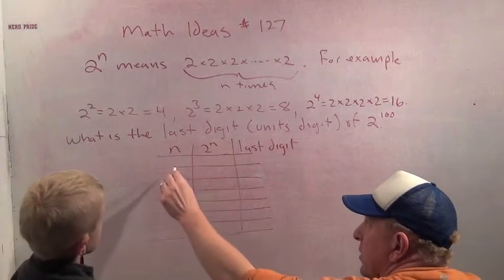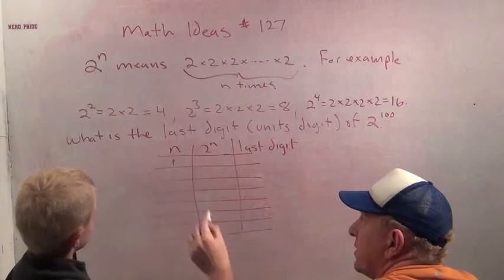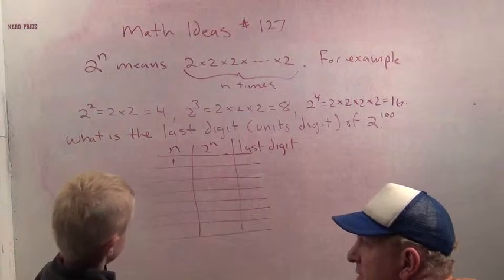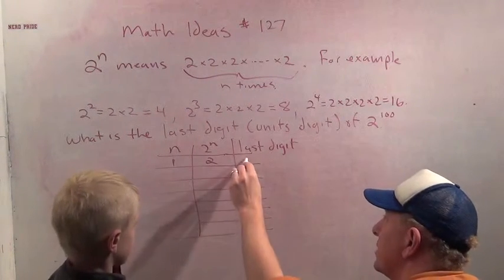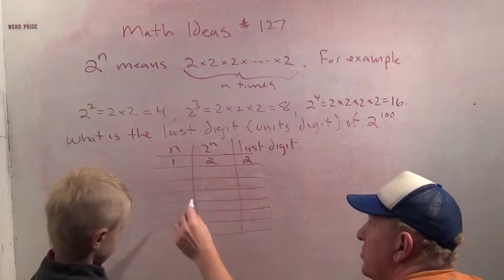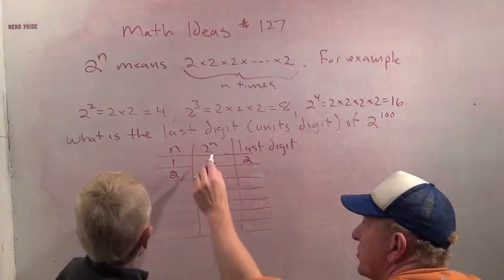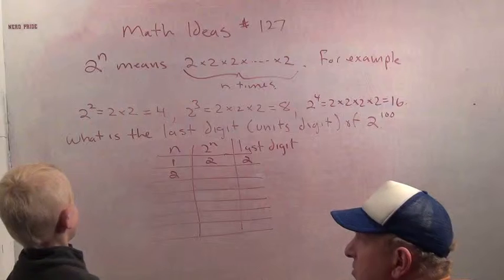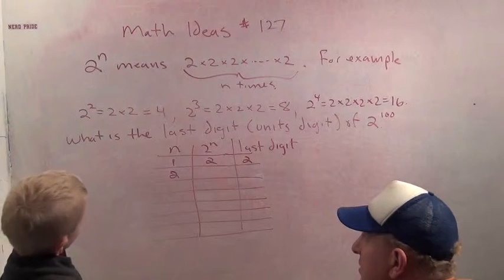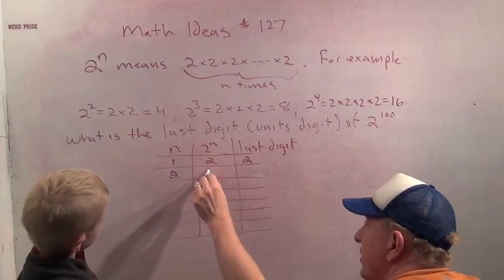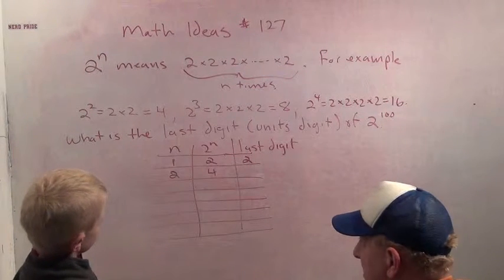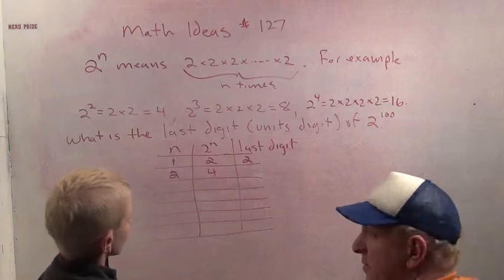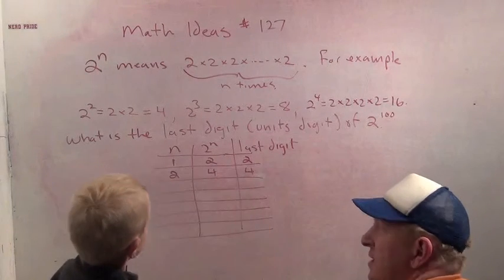Okay, ready? What is 2 to the 1? That just means you have 1 2. It's 2. And what's the last digit of 2? 2. Alright, if n is 2, then we have 2 squared, 2 to the 2. What is 2 to the 2? 4. Very good. And what's the last digit of 4? The last digit of 4 is 4. So far this isn't too hard.